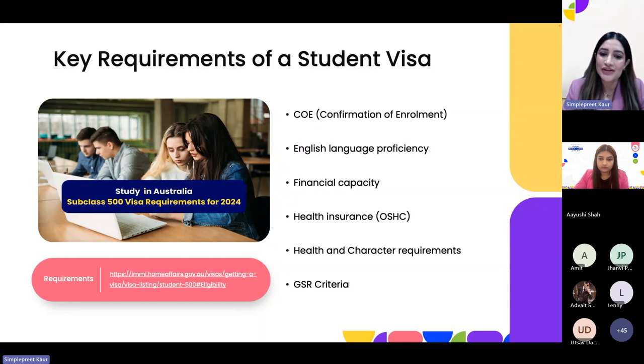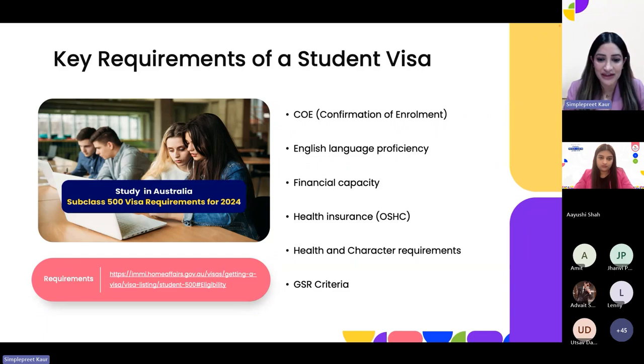You are also required to have health insurance, which is overseas student health cover. You are required to maintain it for the entire duration of your visa. This health insurance is basically different from overseas visitor health cover. So you are required to buy this health insurance in advance for the entire duration of the student visa. And you are required to undergo the health examination as well after you have submitted the student visa application, and you may be asked for police checks from the Department of Home Affairs for the student visa application.